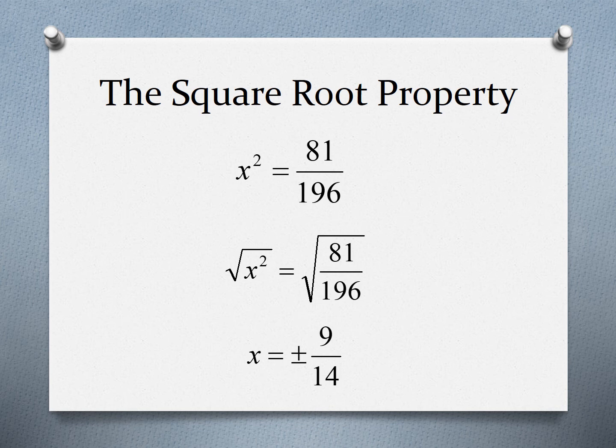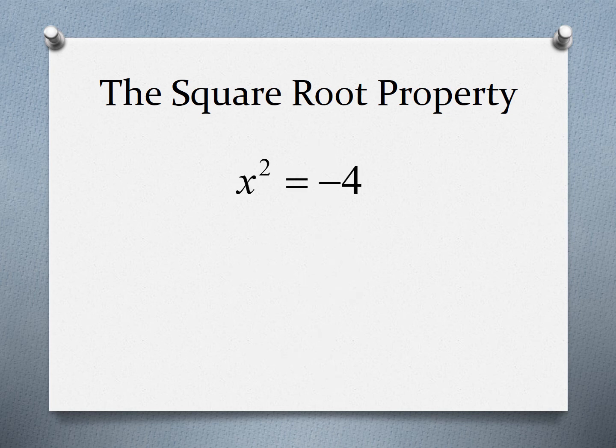So therefore, our solution, or the only numbers that will make a true statement for this quadratic equation, remember quadratic equations can have up to 2 solutions. This one has 2. Those solutions are 9 over 14 and negative 9 over 14.